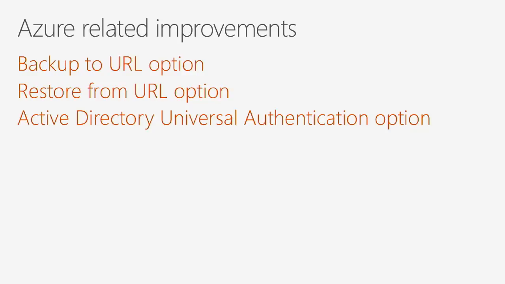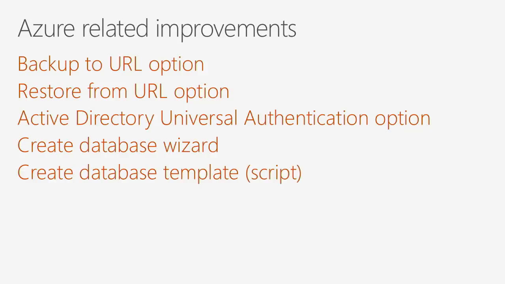For those of you who are using Azure services, we've added the Active Directory Universal Authentication option. So now if you go into Management Studio, you used to see Windows Authentication and SQL Server Authentication. Now I believe there's 5, and there's 3 of them that are Azure-related Active Directory. There's now a Create Database Wizard for Azure SQL Database, which before did not exist. You used to have to do it through script or through the portal. And the wizard will walk you through everything.